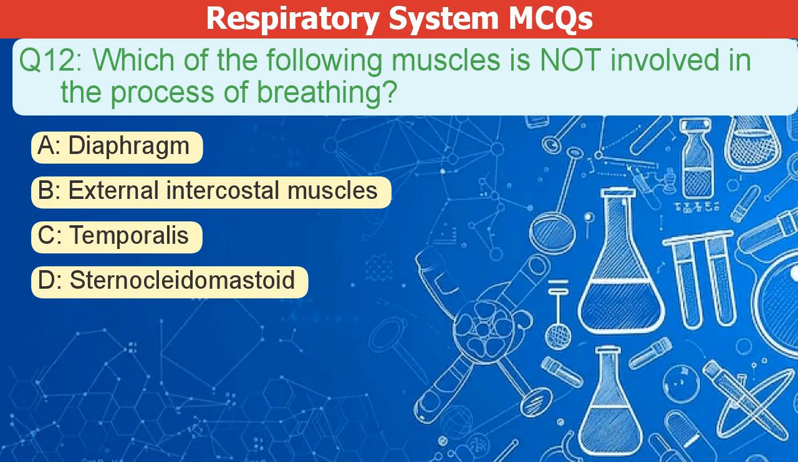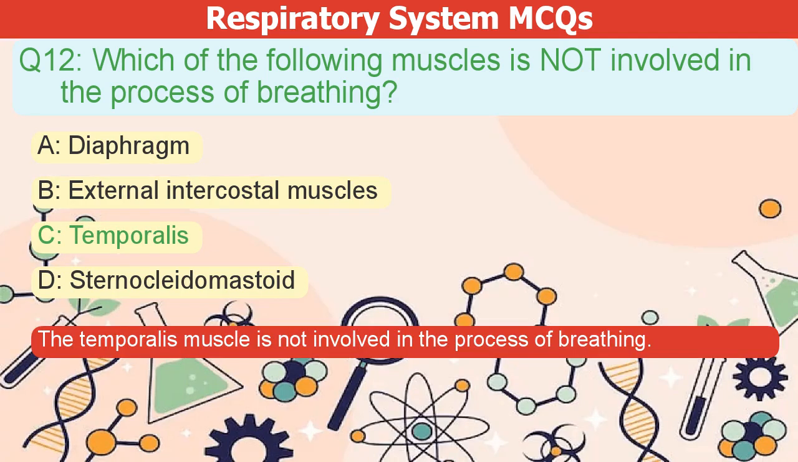Which of the following muscles is not involved in the process of breathing? A. Diaphragm. B. External intercostal muscles. C. Temporalis. D. Sternocleidomastoid. The correct answer is C. The temporalis muscle is not involved in the process of breathing.